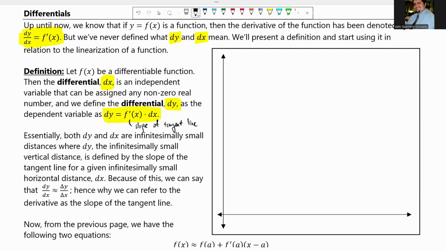Now, what do they mean in practice? Essentially, dy and dx are infinitesimally small distances on the x and the y axis. That means dx is going to be the infinitesimally small distance on the x-axis, and dy is an infinitesimally small distance on the y-axis. That is defined by the dx, by that infinitesimally small distance on the x-axis.